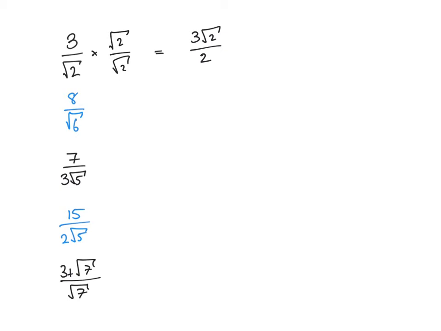For this second one, we've got 8 over root 6. So I'm going to multiply top and bottom by root 6. So in the numerator, 8 times root 6 is just 8 root 6. And root 6 times root 6 is 6. The only thing we need to be careful about here is, just like any fraction, let's simplify it down if we can. If you notice that 2 goes into the top line, which would leave me 4 root 6, and 2 goes into the bottom line, which would leave me 3.